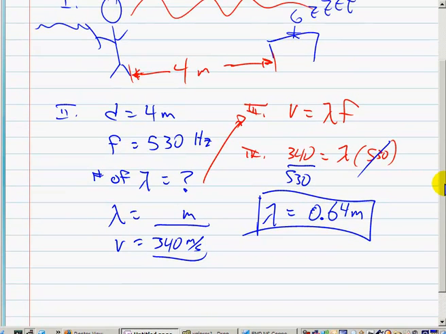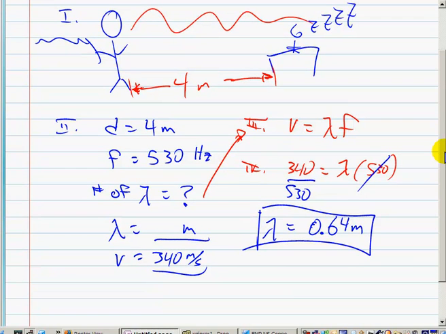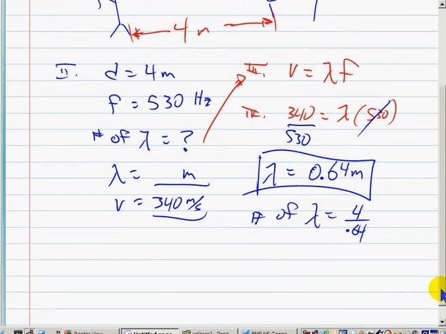But we're not done, because we want to know the number of wavelengths between you and the teacher. So here's what I call just using common sense. Don't worry about coming up with another equation, because I had some people in class trying to derive their own equation. Let's not make it complicated. If there's 4 meters between you and me, and one wavelength is 0.64 meters, how can I figure out how many wavelengths would fit between you and me? I just take 4 meters and divide it by 0.64. So the number of wavelengths, the number of lambdas, will just be 4 over 0.64. And when you do that, what do you get? About 6 1/4, or 6.24, whatever, okay?